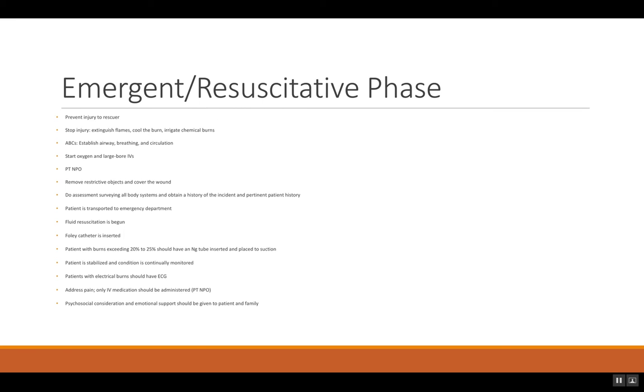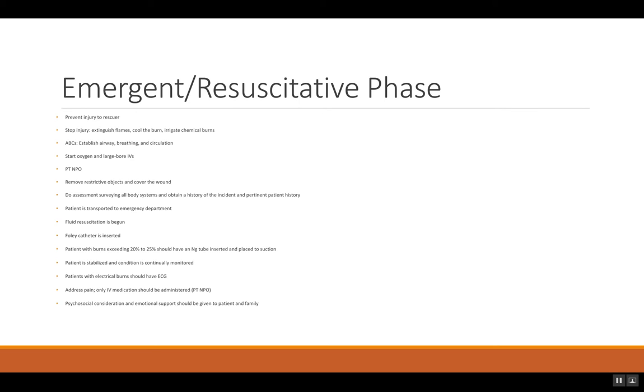So again, in our emergent resuscitative phase, all of these things are occurring. We want to prevent injury to the rescuer. It's stopping the injury, extinguishing the flames, cooling, ABCs, getting oxygen in an IV, keeping them NPO, removing any restrictive objects and covering up that wound, assessing everything, looking at all the body systems.